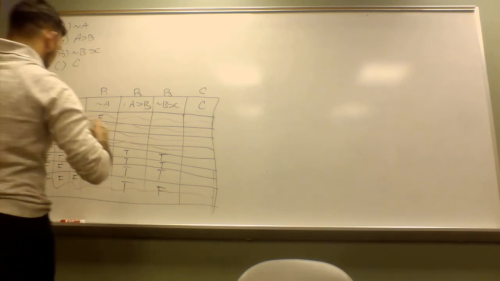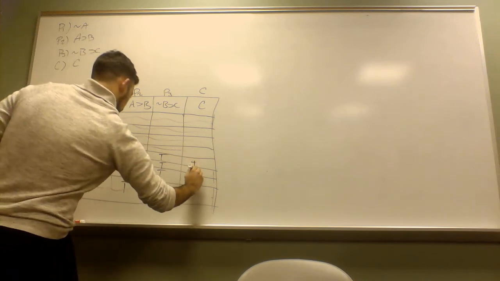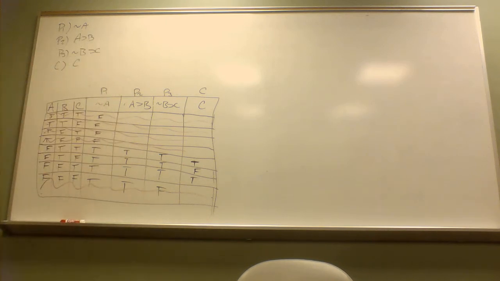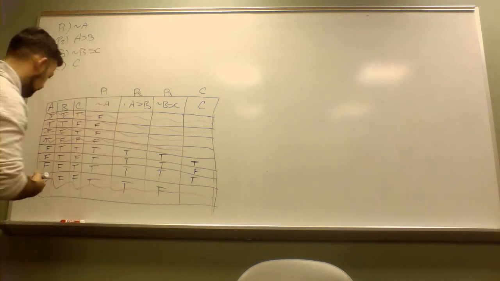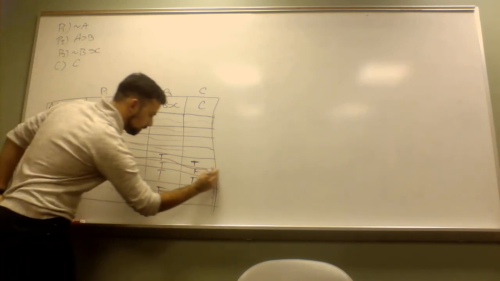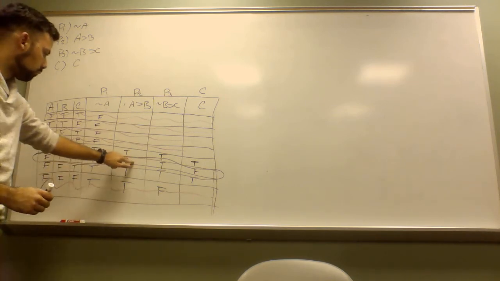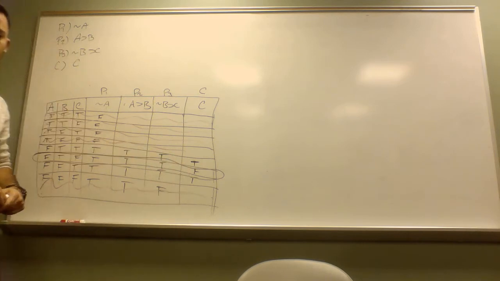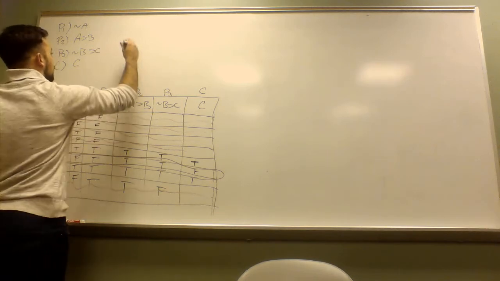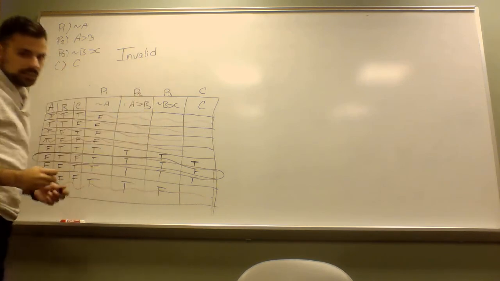Okay, so here, now we just literally copy the column from C. So here it was true, there it was false, and here it was true. Okay? What we see here, right, especially in this row, true premise, true premise, true premise, false conclusion. Okay? Now, what do we say? All true premises, false conclusion. It is invalid.